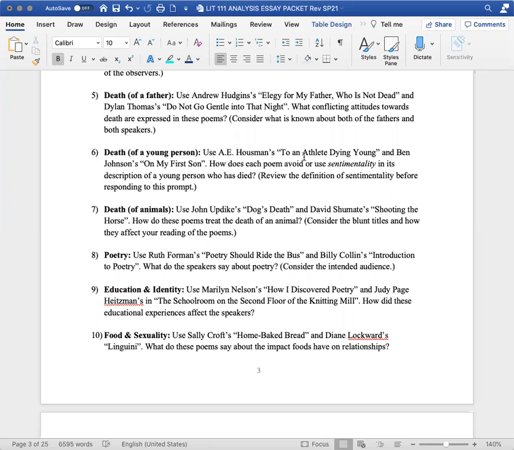For 6, Death of a Young Person, and each of these I think we've talked about one. So use A.E. Housman's To an Athlete Dying Young and Ben Jonson's On My First Son, which we just talked about today. On My First Son is an elegy poem too. How does each poem avoid or use, or both, sentimentality in its description of a young person who has died? My tip is to remember to look up the word sentimentality.